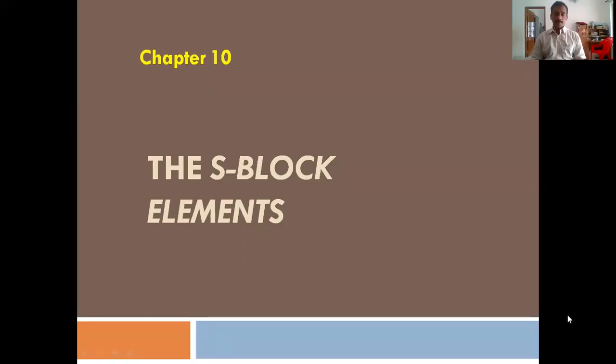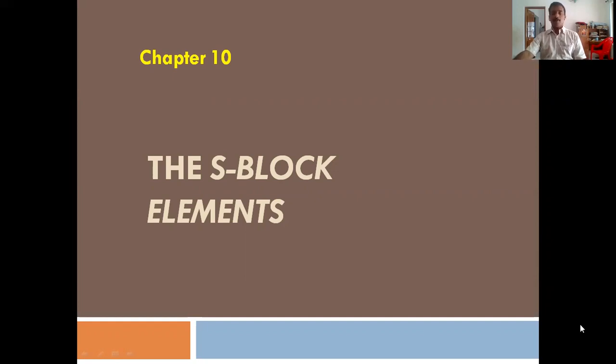Our new chapter is S block elements. It is the 10th chapter of +1. You have a good idea about this S block because in chapter 3 we discussed it. S block, P block, D block, F block.